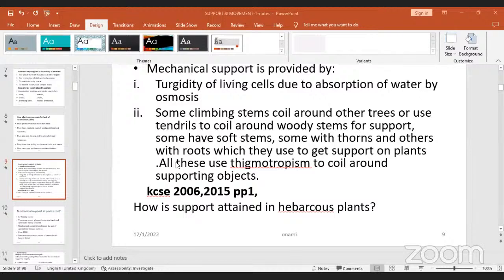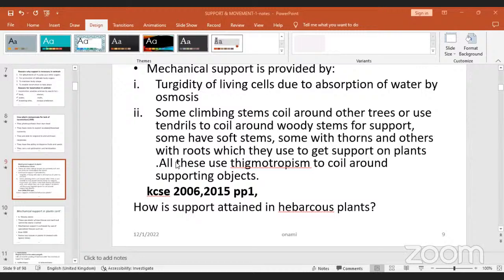You have seen passion fruits. All these plants that coil around strong plants do that because of a response. We talked about growth responses, the tropic responses. One of them is called thigmotropism. Thigmotropism is response to touch. It's also called haptotropism, to touch.